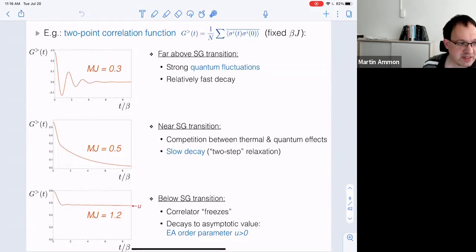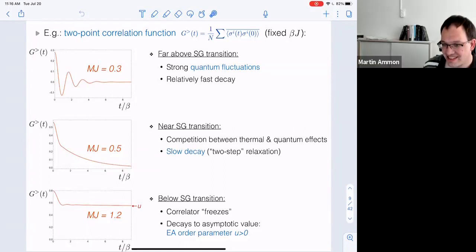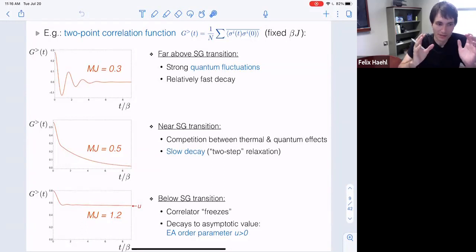Okay, further questions. The case where you have a spin glass transition at fixed beta J is anyway just some range of beta J, or at least where this transition is second order. So it's not like you can take beta J to be some crazy large or small value, but it's just some relatively small window.